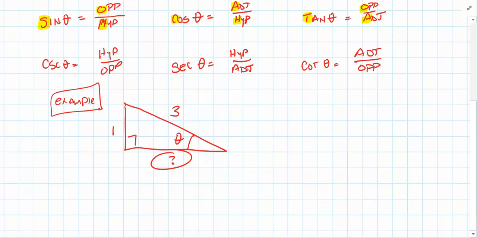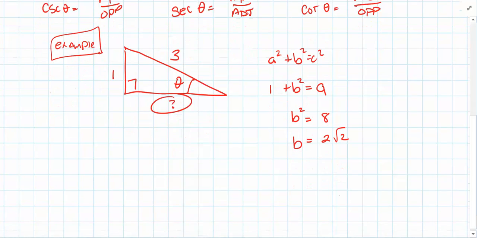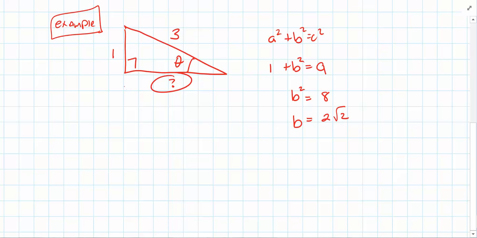Do the Pythag. We do the Pythagorean theorem. So I'll say a squared plus b squared equals c squared. So a squared I'll just call 1, plus b squared equals c squared, which would be 9 in this case, right? So b squared has to be 9 minus 1, which is 8. So that means that b must be 2 rad 2. Now that I know what this is, I can write that down, and I can figure out all the ratios of all the sides.